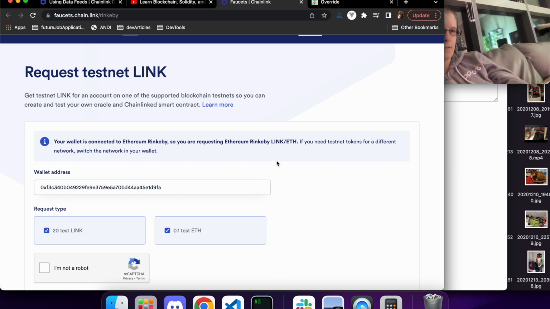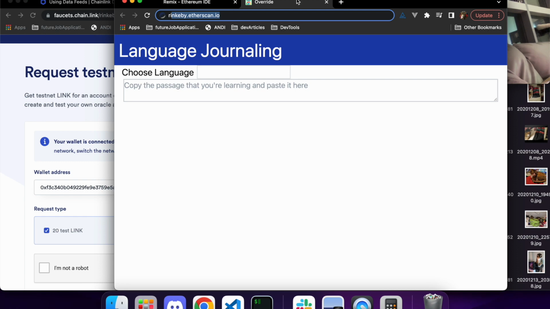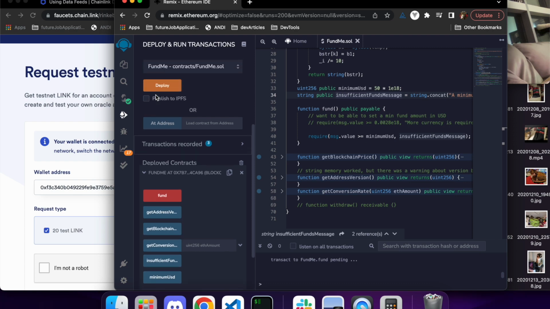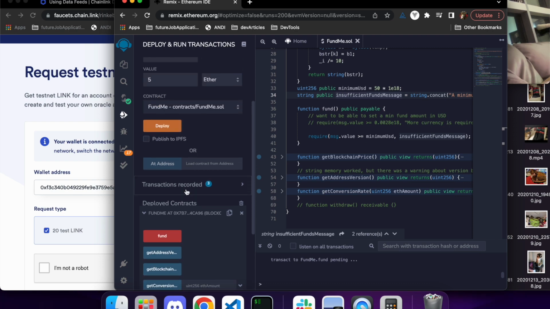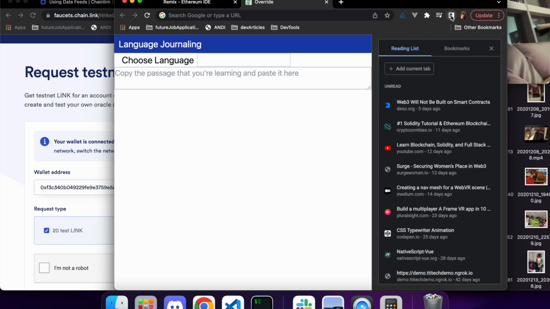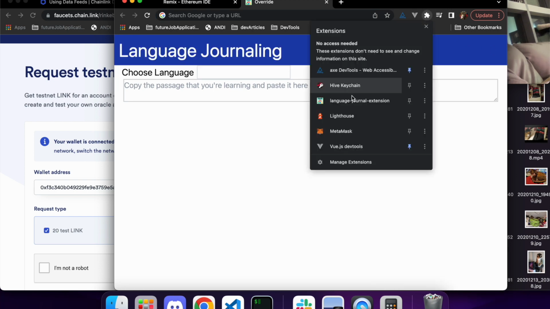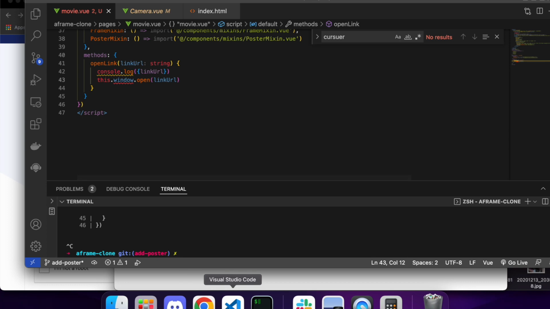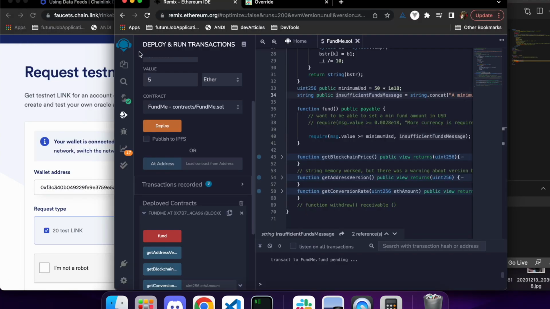So we got the Rinkeby stuff. I'm gonna go back to Remix and I think the issue here is not that. The issue here is that I don't have ETH. You know what? I have 0.2941 ETH. So, well, you were not kidding.